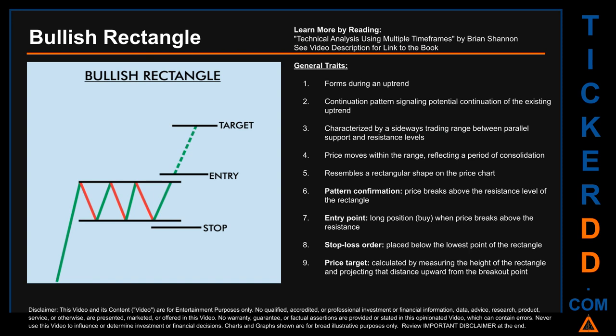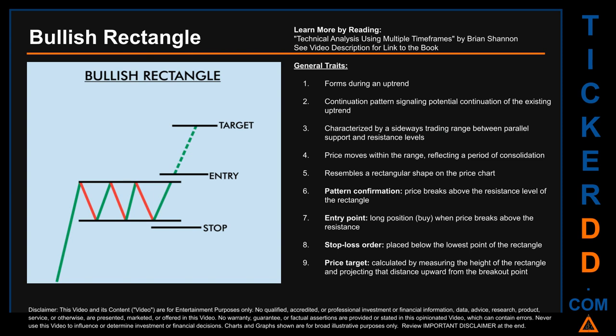Uptrend. The bullish rectangle forms during an existing uptrend. The price experiences a period of consolidation after a strong upward move. Support and resistance. The pattern is characterized by a well-defined support level, where the price stops falling, and a resistance level, where the price stops rising. These levels are roughly horizontal and parallel to each other, giving the pattern a rectangular shape.